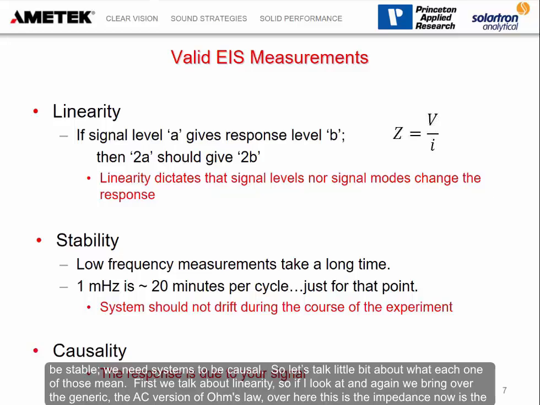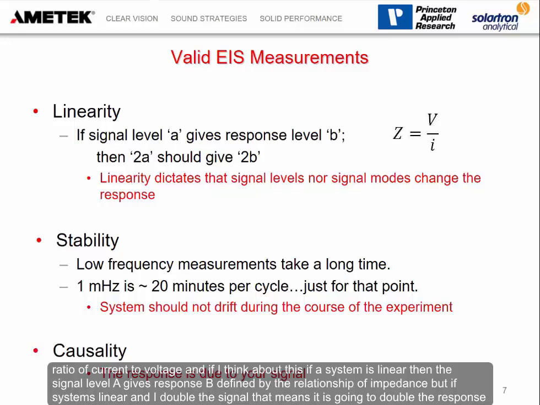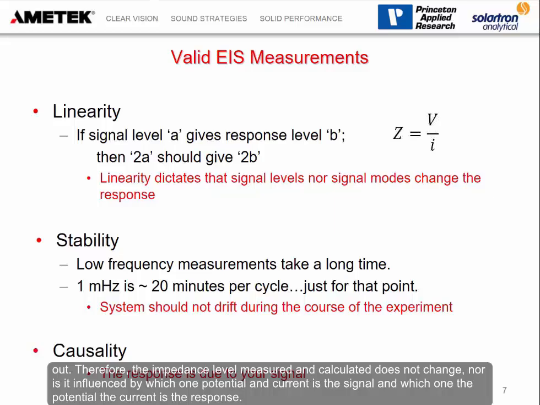First, linearity. We bring over the generic AC version of Ohm's law, which says impedance Z is the ratio of voltage to current. If a system is linear, then a signal level of A would give a response B, defined by the relationship of impedance. If the system's linear and I double the signal in, it's going to double the response out. Therefore, the impedance level measured and calculated does not change, nor does it depend on which one, potential or current, is the signal and which is the response.